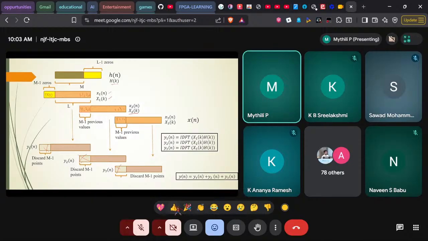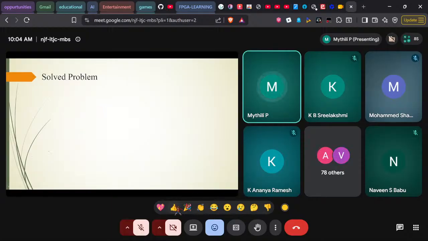After discarding, you can simply add them. This is overlap, same method. This is slightly different from the previous method. Whenever we are doing overlap, same method, if you are asked to do, you have to be a little bit careful. Let's do an example for this also.